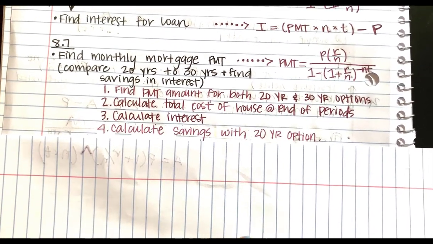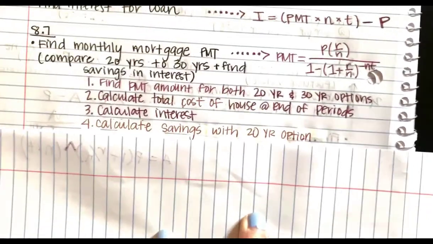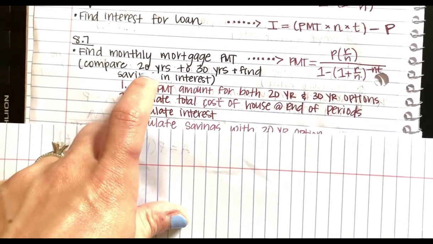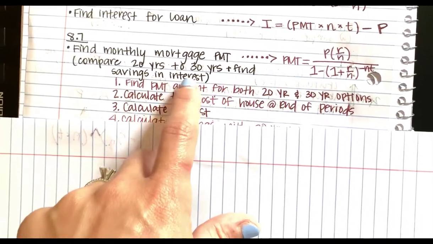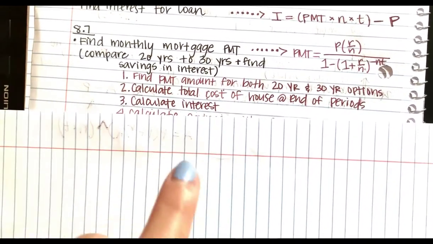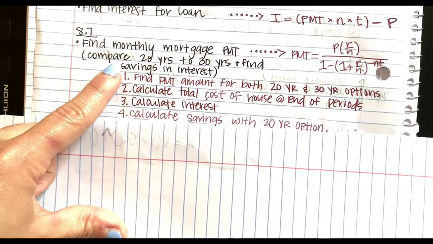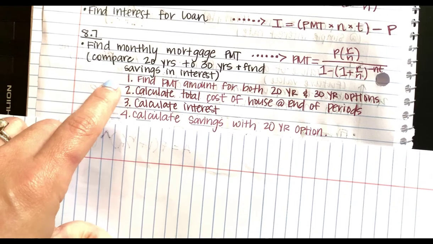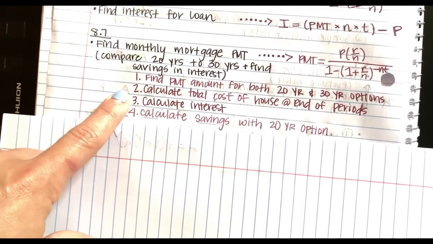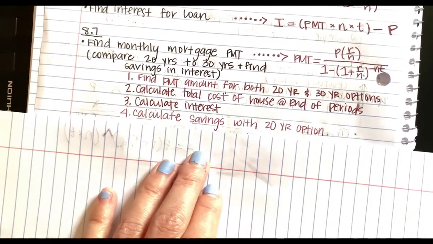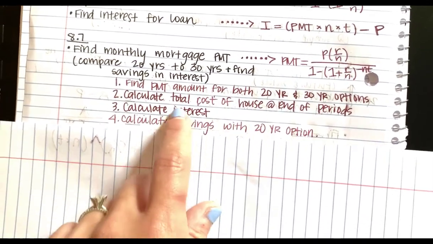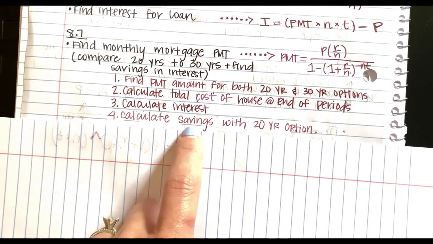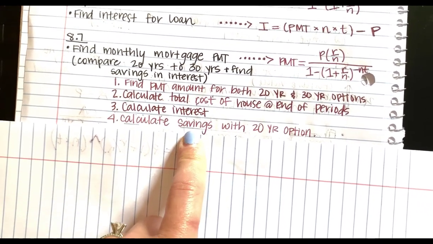Alrighty, so for the monthly mortgage payment, you're going to compare the 20 years to a 30-year. So essentially, you're working the 20-year payment and the 30-year payment. So you're doing two problems in one. You're going to find the payment amount for both options. You're going to calculate the total cost of the house for both options. And then you're going to calculate the interest on both options. To find how much you saved with the 20-year option, you have to subtract both of the interest amounts and find the difference, and that tells you how much that you saved.